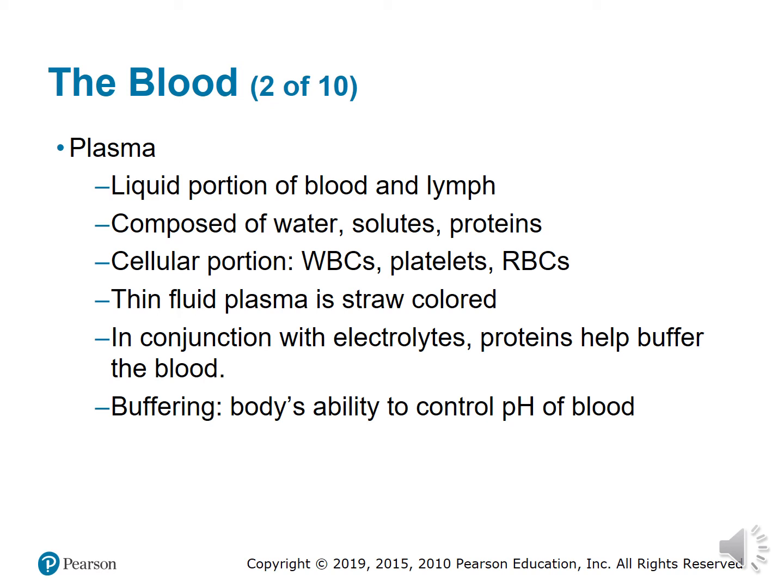Plasma is the liquid portion of blood, composed of water, solutes, and protein. The cellular portion is WBCs, platelets, and RBCs. Plasma is a thin fluid and is straw colored. In conjunction with electrolytes, proteins help buffer the blood, which is the body's ability to control the pH of the blood.